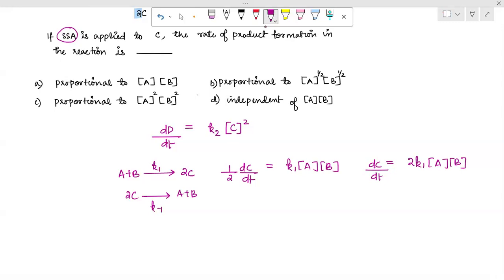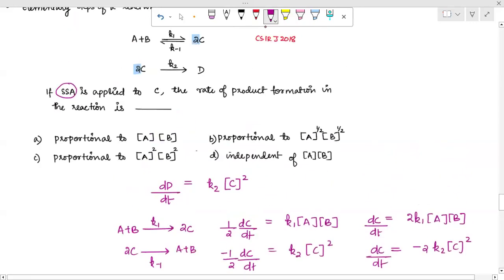So if I have to write the rate of the reaction, let's say, minus 1 by 2 dC by dt is equal to K inverse into concentration of C to the power 2. But what I want is dC by dt. So I'll take this 2 to the other side, minus to the other side. So what I have is minus 2K inverse C squared.